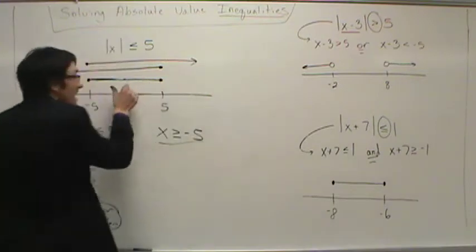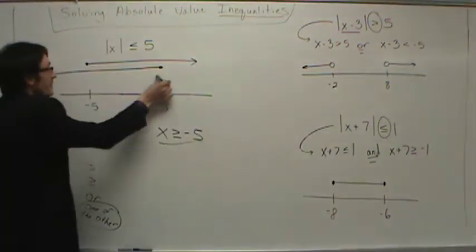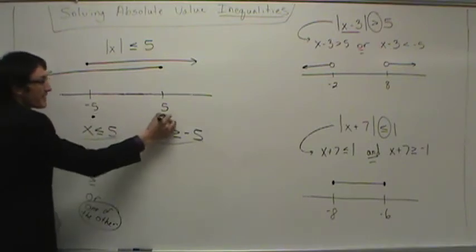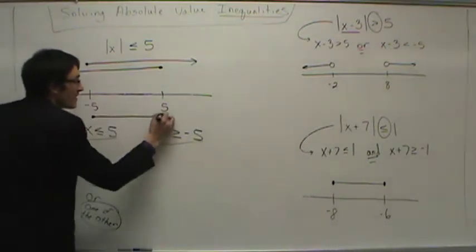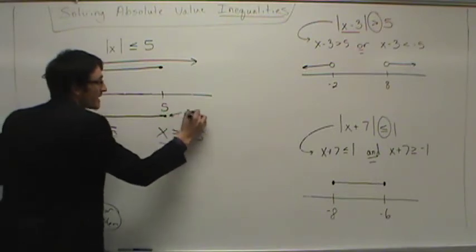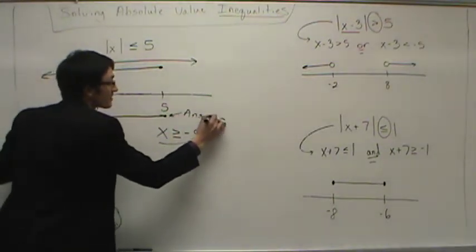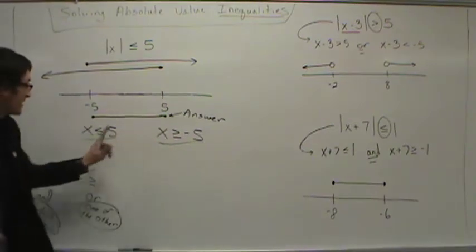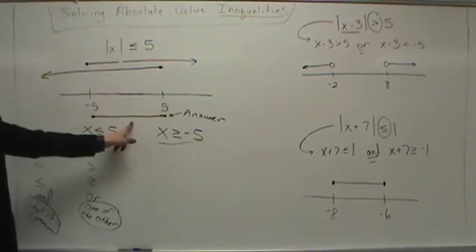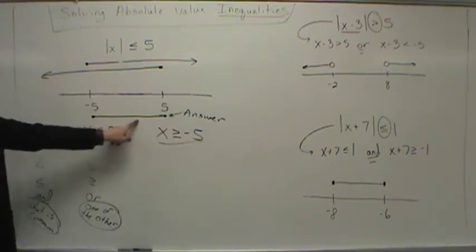Now, I'm going to erase the actual answer for a moment. We know that our answer are the numbers between negative 5 and 5. I'm going to put this down here at the bottom. We know that this is the answer, the correct answer. But somehow we have to make these two become that. Okay, somehow these two have to become the correct answer.